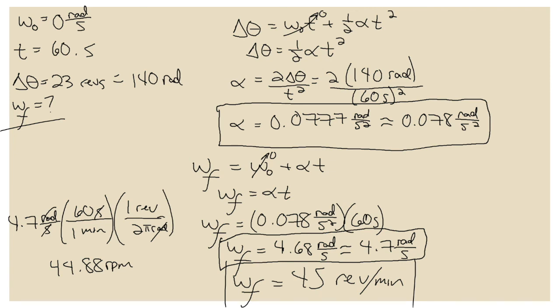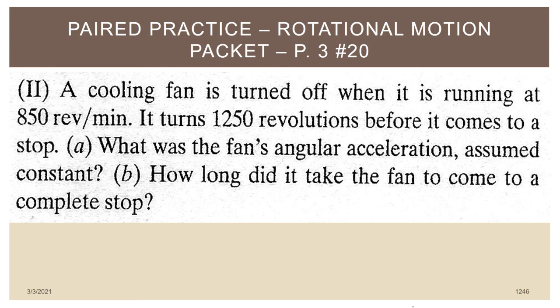All right, and with that, that is it for this video. Before we go, I want you to solve one last problem on your own and submit this as your assignment for today. This problem says a cooling fan is turned off when it is running at 850 revolutions per minute. It turns 1250 revolutions before it comes to a stop. What was the fan's angular acceleration? Assume constant. And how long did it take the fan to come to a complete stop?